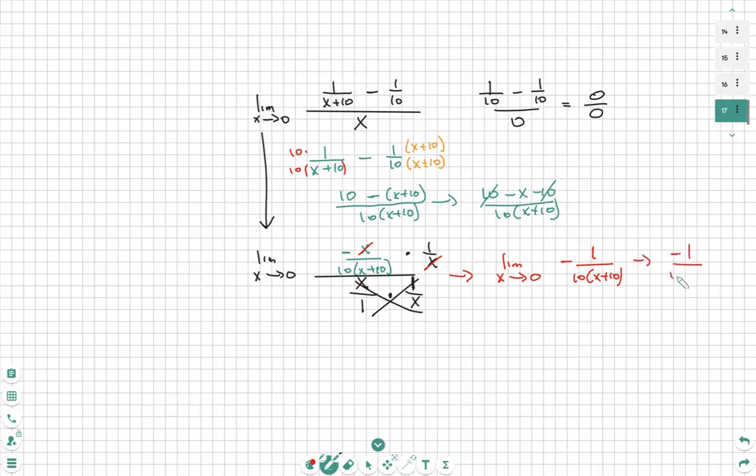Negative 1 over 10 times 0 plus 10, which is going to be negative 1 over 10 times 10, which is going to be negative 1 over 100. And that is your final answer.